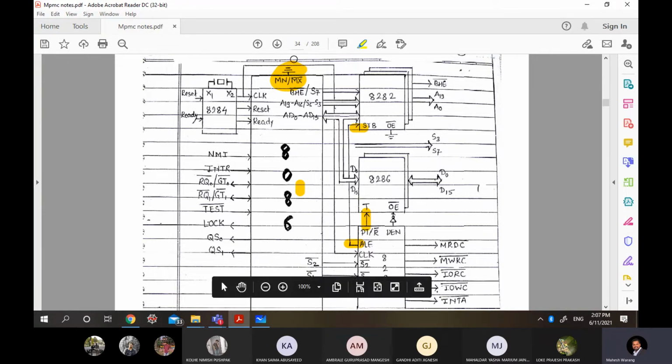The change is: first of all, we have to connect to the MN/MX bar. Second thing is that here we will not get strobe from ALE from this 8086. Here also we will not get the DT/R bar and DEN bar. Now we have to take them from 8288. Here instead of the decoder we will have an 8288 to which we will give the signals S2 bar, S1 bar, S0 bar. It will generate the control signals, and it will give 3 more signals: ALE to the latch, DT/R bar to the 8286, and DEN. To make it DEN bar, we just connect a NOT gate and it will be given to the OE bar. So that is the only change in the maximum mode configuration. Understood?